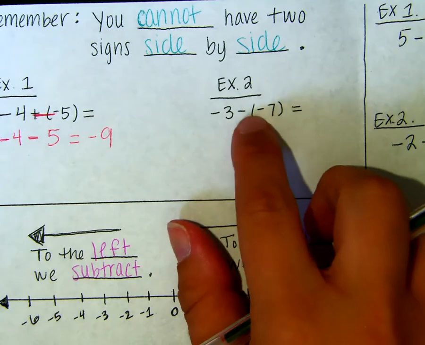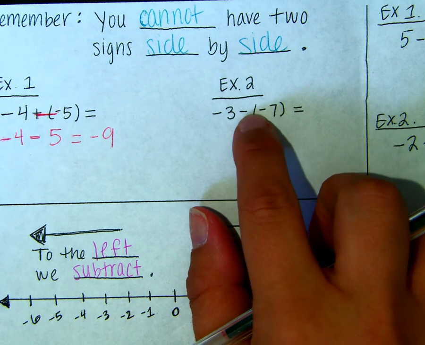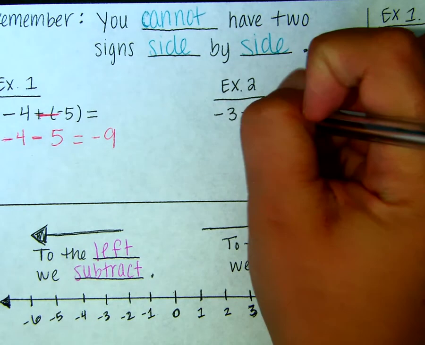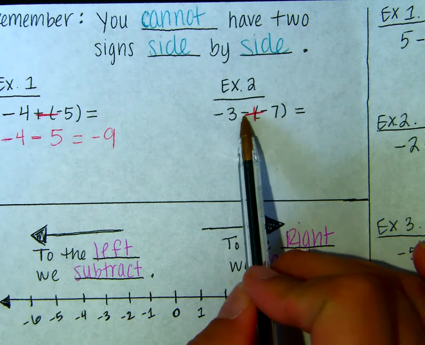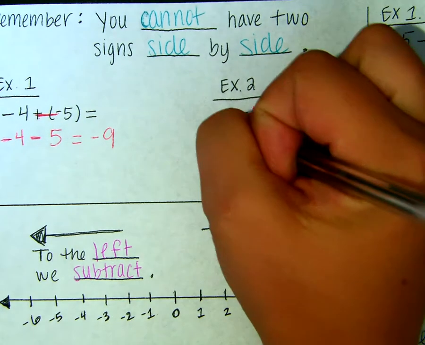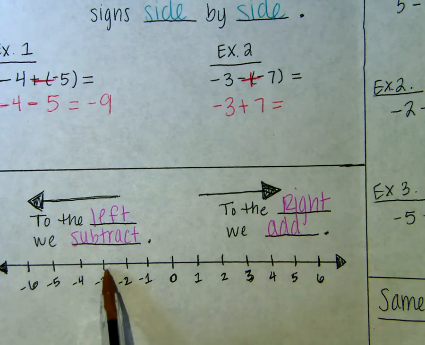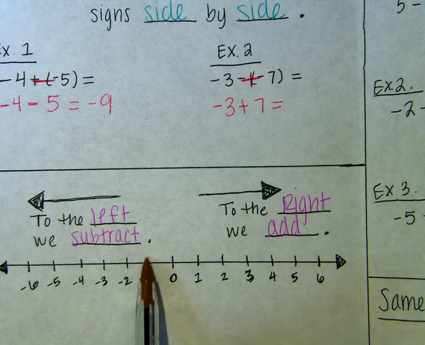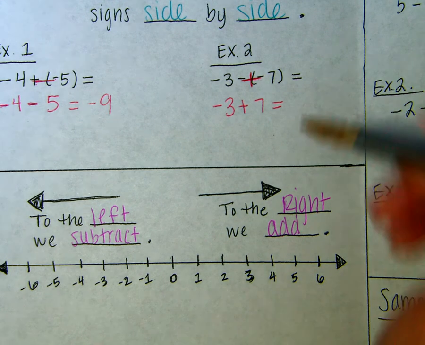Same thing here. You have two negative signs, or a minus and a negative, side by side. Two operators are side by side. You cannot have that. So a negative times a negative equals a big old positive. So just know if the sign's the same, if it's a minus and negative, it turns to a positive. So this would be -3 plus 7 equals, come to your number line, start at -3. We're adding because it's plus 7, so we move to the right. 1, 2, 3, 4, 5, 6, 7. That gives us 4.